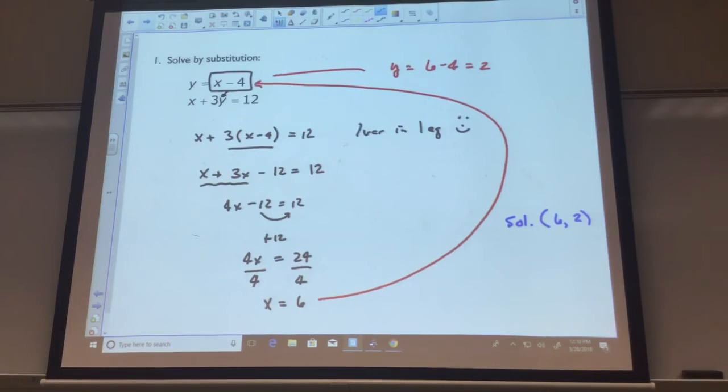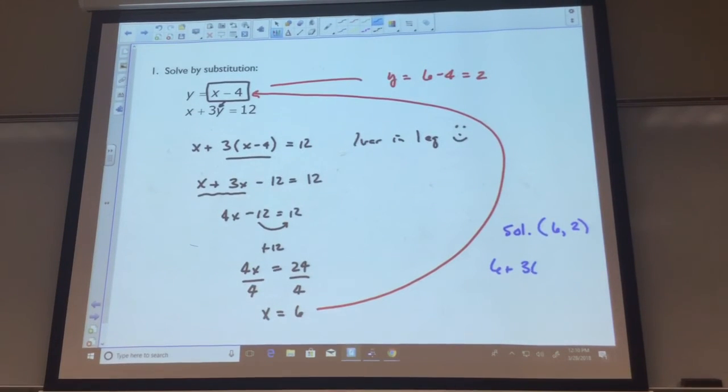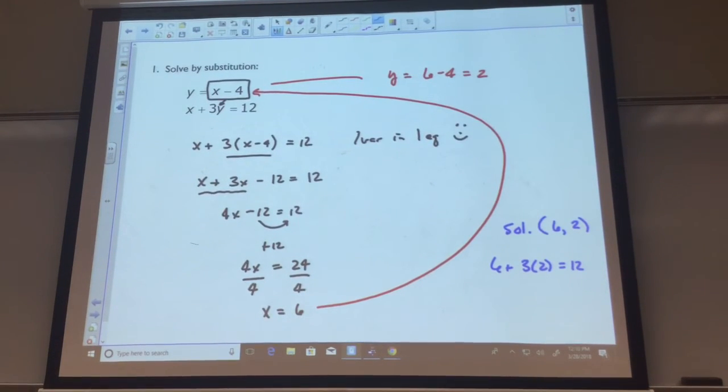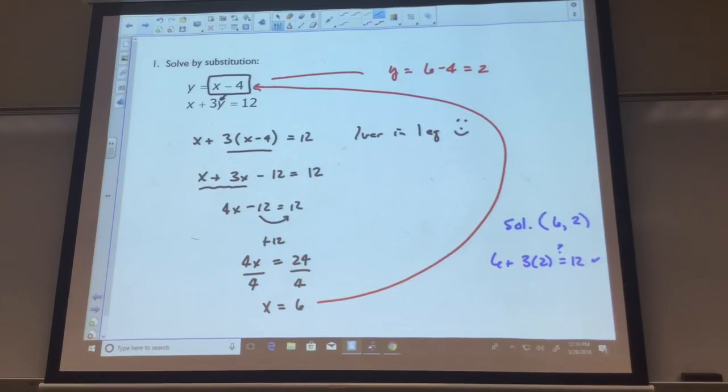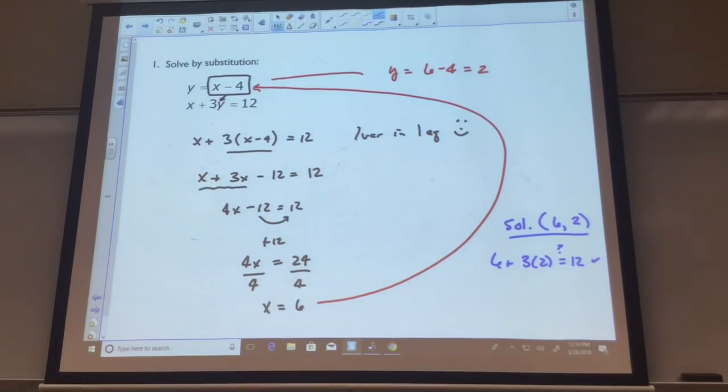So if you're going to check it, bottom equation, and once again, a calculator could do that, because all the work's on the left-hand side of the problem. So I have 6 plus 3 times 2 being equal to 12, and I'm trying to find out whether that's a true statement, and quite obviously that is a true statement. So now it's not just, I think this is the answer, it's, I know this is the answer.